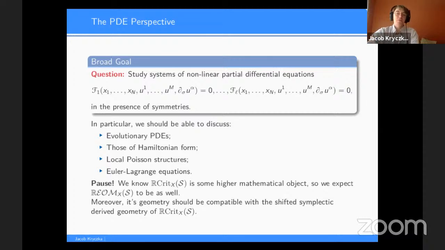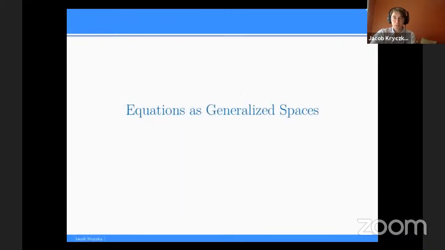But as we've seen, the derived critical locus is some higher mathematical gadget that I call the derived stack. If you don't know anything about this, that's totally fine. It's just some placeholder name for homotopy theoretic tools. So we expect that on the PDE side of things, such a PDE should also be of this kind of higher mathematical nature. So in order to discuss this, let's just mention quickly how to view equations as generalized types of spaces using the functor of points approach.